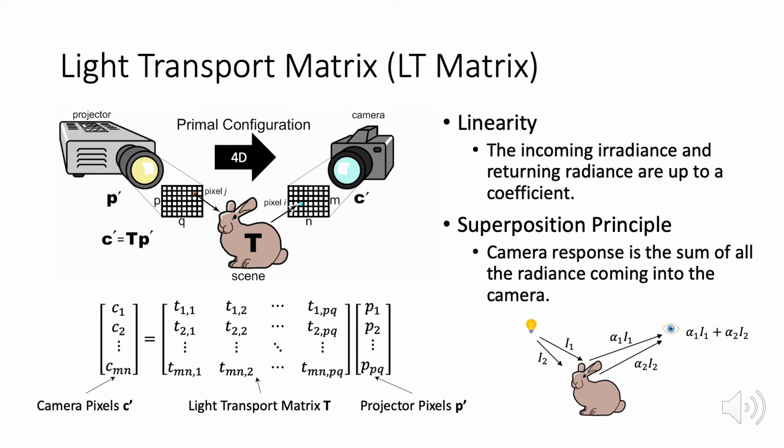Here's an example. On the bottom right corner, you'll see the light emits two irradiances I1 and I2, and their readings are alpha1 times I1 and alpha2 times I2 respectively. This is because of the linearity. And the final camera response is the sum of alpha1 I1 and alpha2 I2. This is because of the superposition principle.